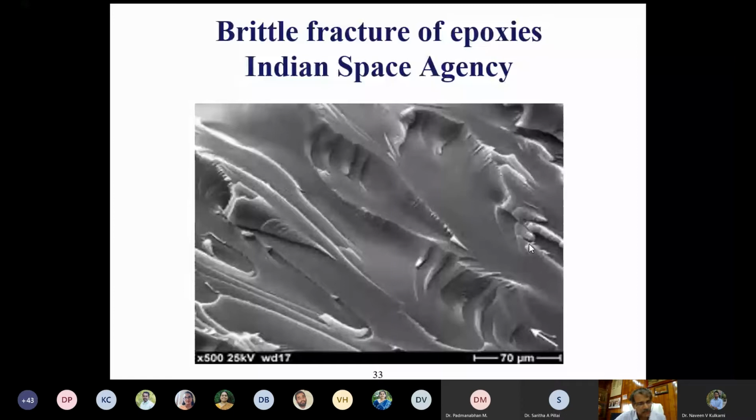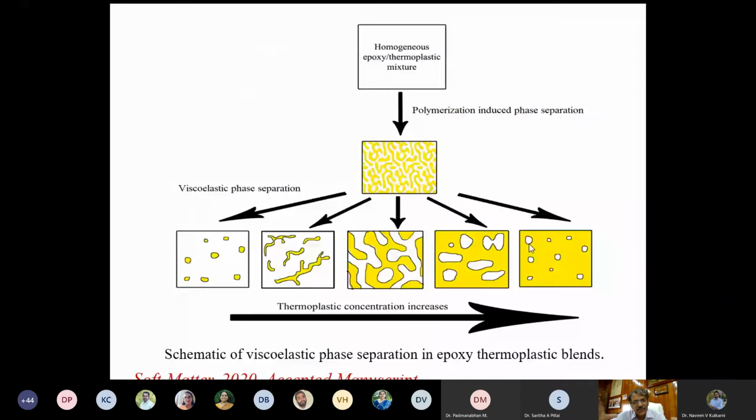Look at the next slide. You know what we have done? There are different strategies to make super tough material. So we mixed epoxy with different protocols we tried. We blended with different polymers. We put nanoparticles. We put block copolymers. My group actually worked on this topic for the last 10 years. And I will show you some key results that we got. Next slide, please.